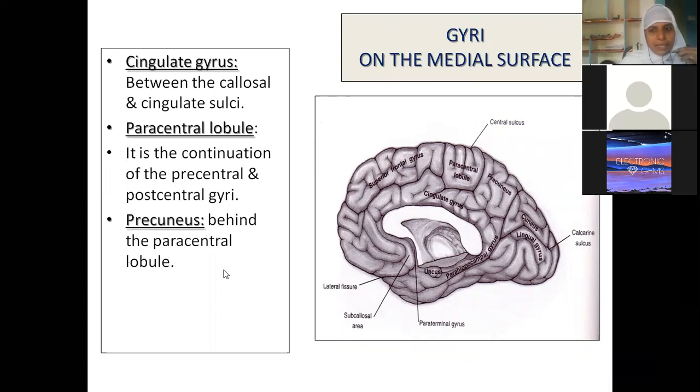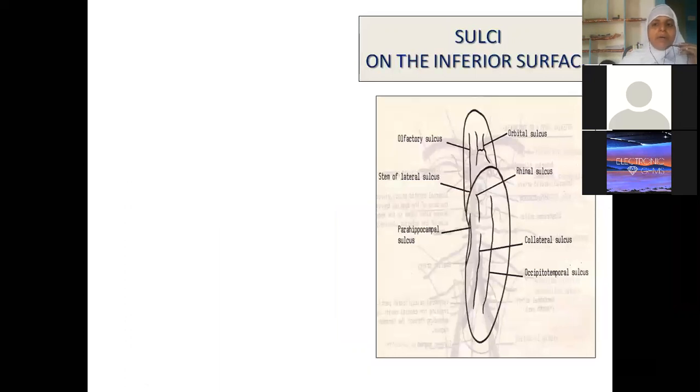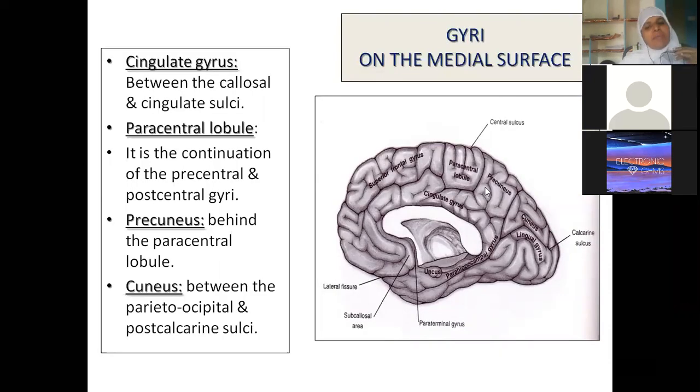Okay. Next, we have the precuneus. What is this precuneus? Behind the paracentral lobule, whatever area is there, that is the precuneus. As you move more posteriorly, we are towards which lobe? Occipital lobe. Between the parieto-occipital and posterior calcarine sulcus, whatever area is there, that is the cuneus. Okay. Now, many other names are given, like isthmus and all. Anyhow, I will project Chaurasia's pictures also at the end.